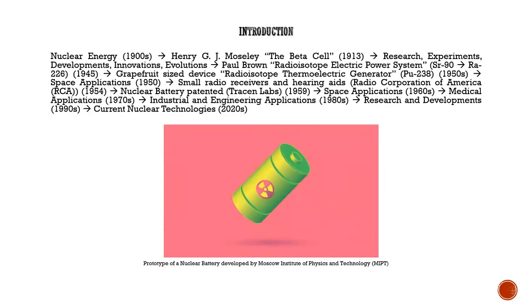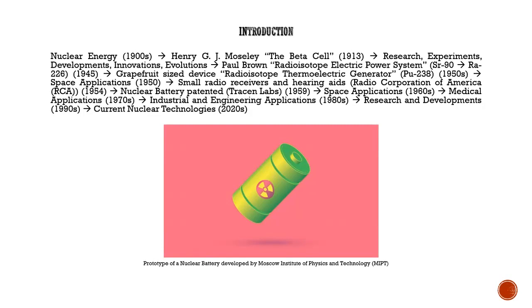Now, nuclear energy was first termed in the 1900s, and the research already started then. Later in 1913, Henry G. J. Moseley coined the term beta cell, and he developed a beta cell. A beta cell basically uses beta particles or beta rays, whatever you say. After that, several research experiments, developments, and innovations happened.